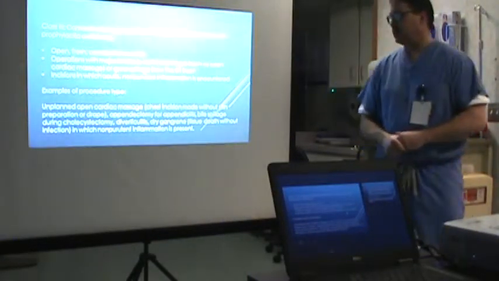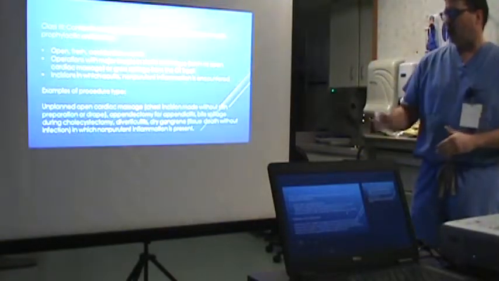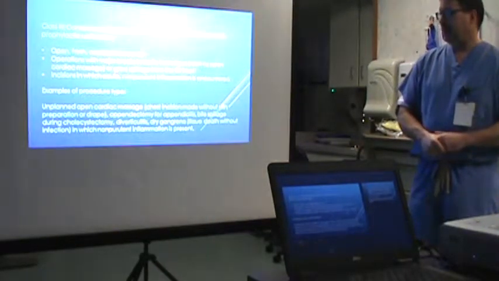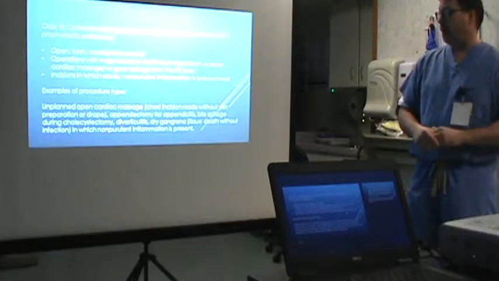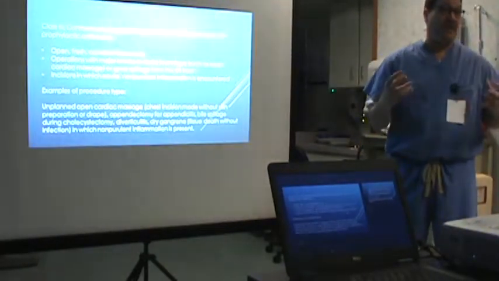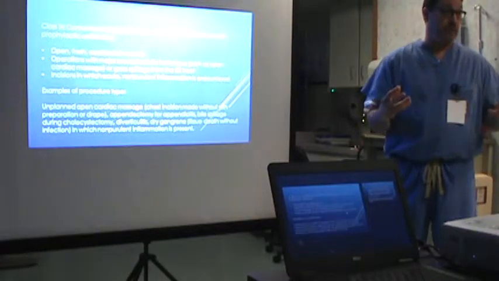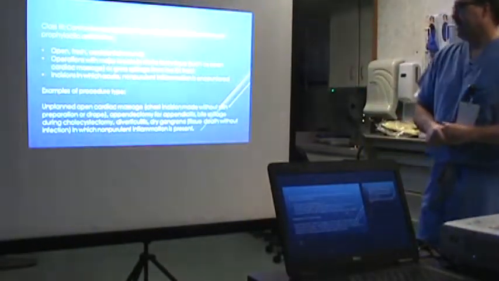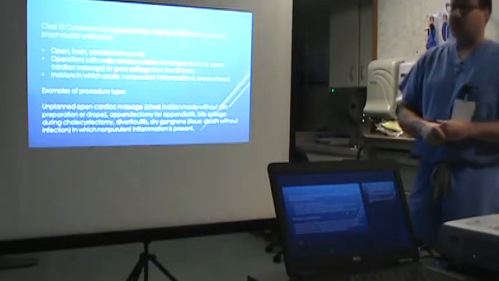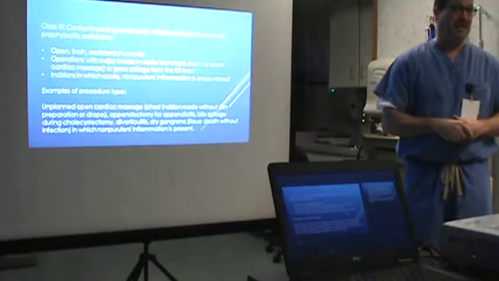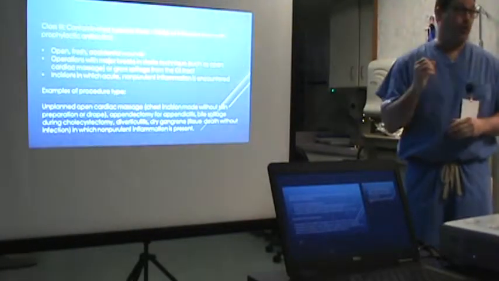So again, examples include, they mention open cardiac massage. Hopefully that doesn't happen too often. An appendix, if there's, again, gross spillage from the appendix. So an infected appendix where you see gross spillage of pus or it's ruptured would make it a 3. Bile spillage during cholecystectomy, that happens pretty commonly. And I would venture to guess that we are not changing our classification from 2 to 3.